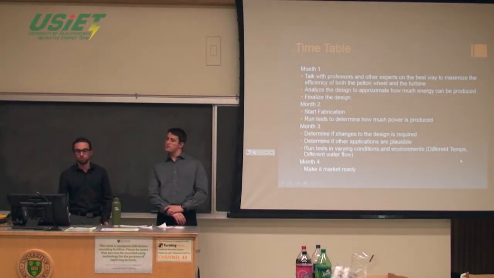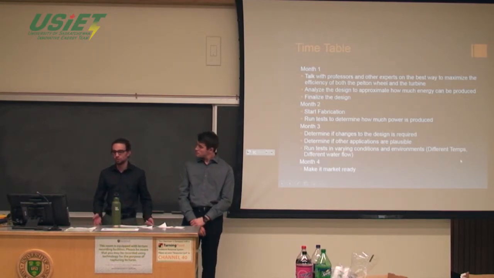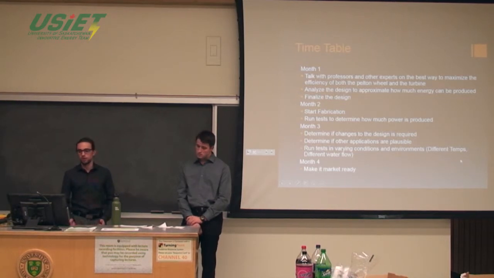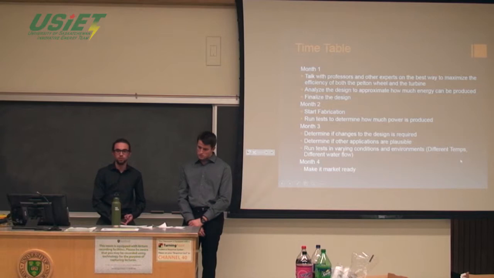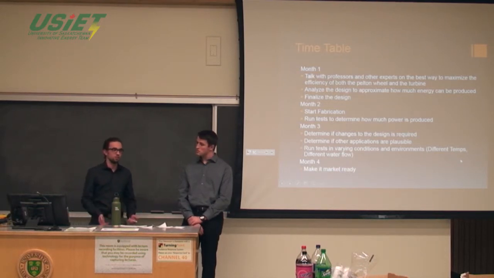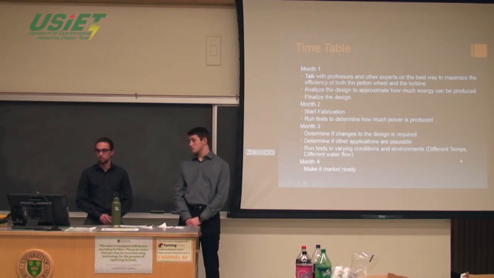So the timetable, this is going to take approximately, we think, 4 months, could be a little bit longer, could be a little bit shorter. But basically in month 1, we plan to talk to professors and other experts on the best way to maximize efficiency for both the Pelton wheel and the turbine, or I guess it'd be the DC motor. We also want to analyze the design to approximate how much energy it could actually produce, to see if it's really worthwhile to go into that, or there's a better way to change up the design a bit.